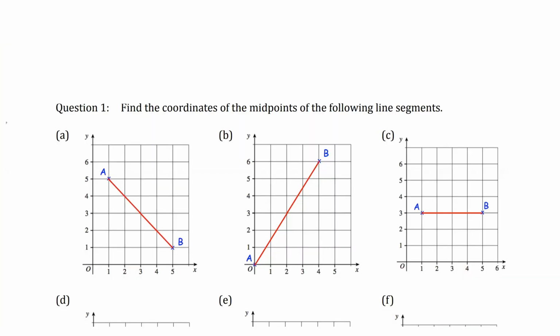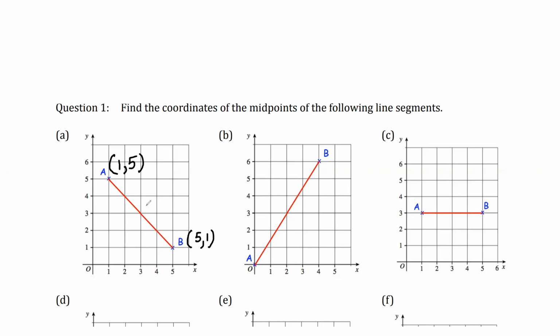You can see that they have given you the graph and they are asking what the coordinates of the midpoint are. So in such a case, what we need to do is first find out the coordinates of A and B from the graph. So the coordinates of A are (1, 5) and the coordinates of B are (5, 1). Now I need to find out the midpoint.